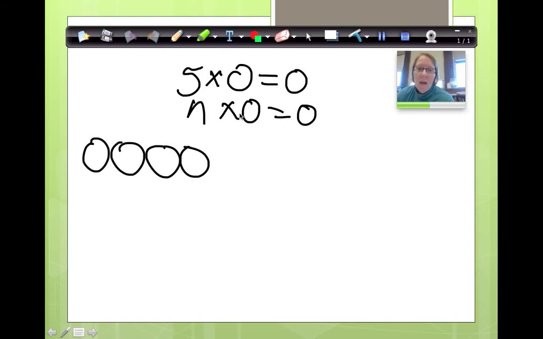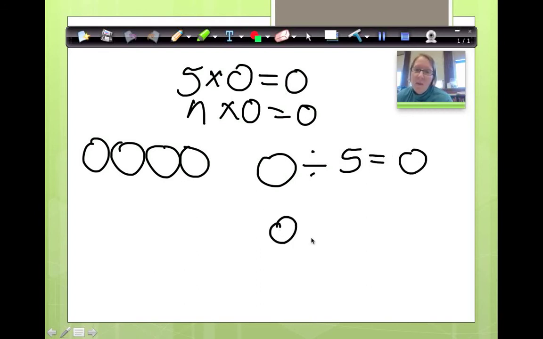Now let's put this as a division statement. So if I have 0 cookies, and I divide them into 5 groups, how many cookies do I have? 0, right? So if you have 0 cookies, it doesn't matter how many groups you divide into, 100 billion thousand, or whatever you want to say. Would that work? Nope, you still only have 0 cookies.